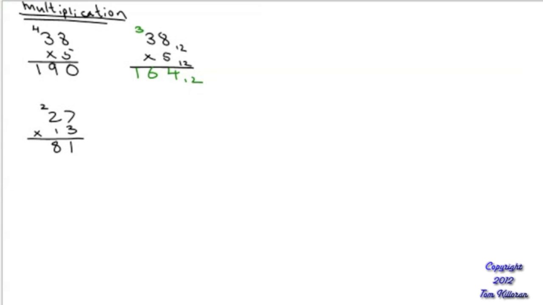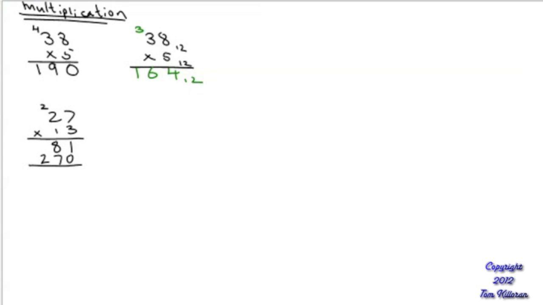1 times 7. Now where do I put it? Why do I put it under the 8? Because it goes in the tens place. Because this 1 represents 10, and 10 times 7 is 70. So it actually moves over, because we can write this as 70. So it moves the 7 over one place. 1 times 2, that goes over here.